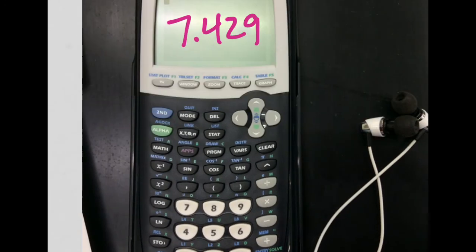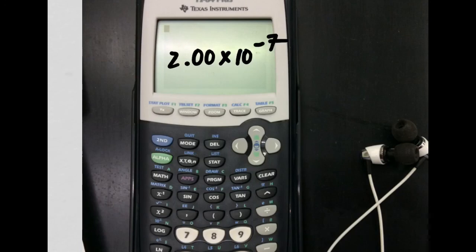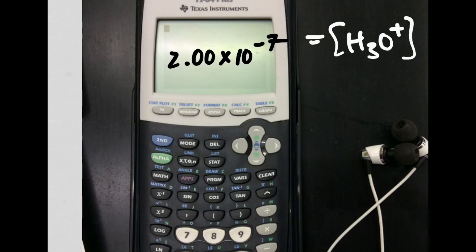And you can see the number you get is not the number that I have here. Actually, rounding this properly, it's 2.00 times 10 to the minus 7. And again, that is the concentration of your hydronium ions in this particular situation.